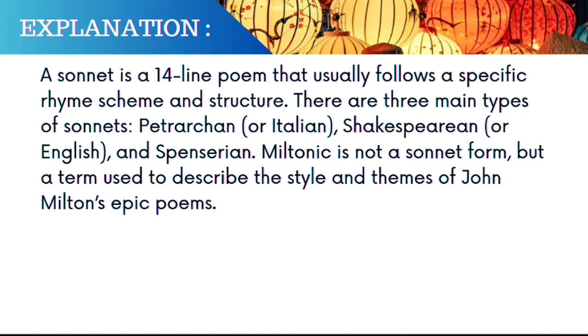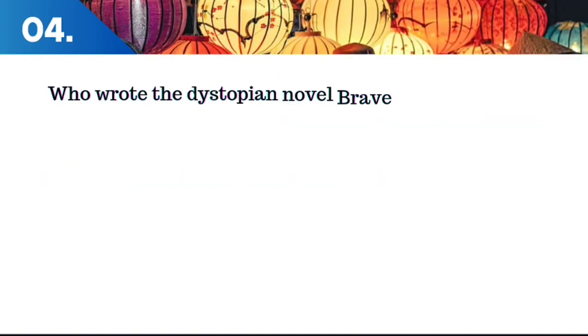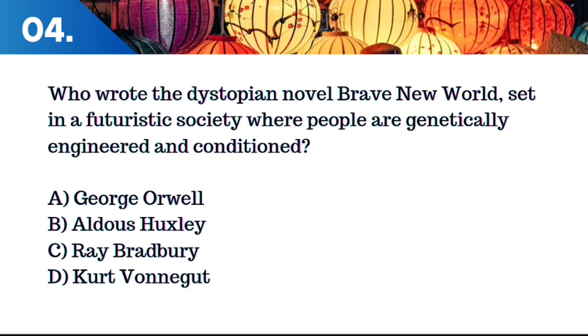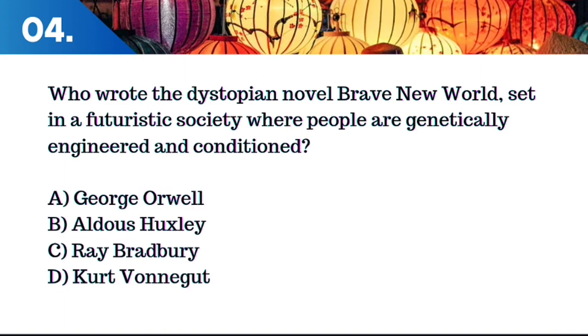Alright, so moving ahead with the fourth question. Who wrote the dystopian novel Brave New World, set in a futuristic society where people are genetically engineered and conditioned? Option A. George Orwell. Option B. Aldous Huxley. And option C. Ray Bradbury. Or option D. Kurt Vonnegut. And the right answer is, of course, option B. Aldous Huxley.